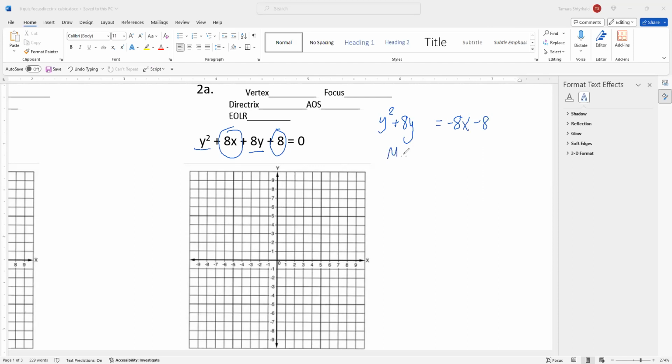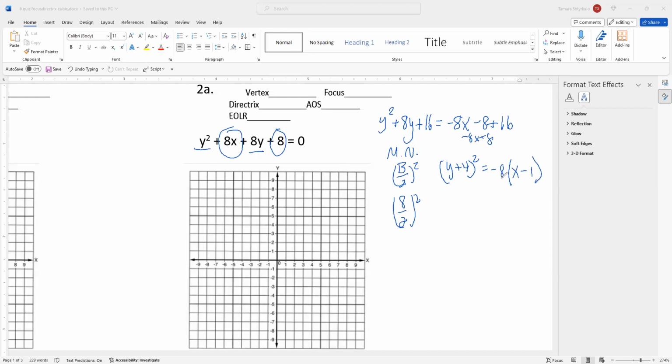Remember, we're going to get the magic number to complete the square, which is the b term over 2 squared. In our case, it's 8 over 2 squared, which is 4 squared, which is 16. So I'm going to go plus 16 and factor. So I'm going to have y plus 4 squared. This is negative 8x plus 8. I have to factor out the negative 8, so I'm left with x minus 1.